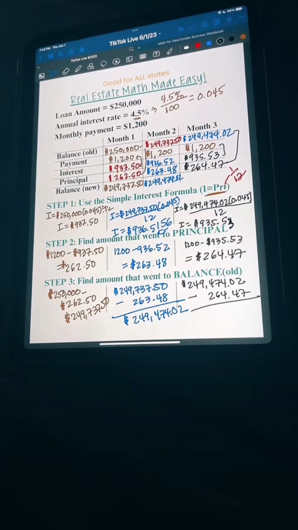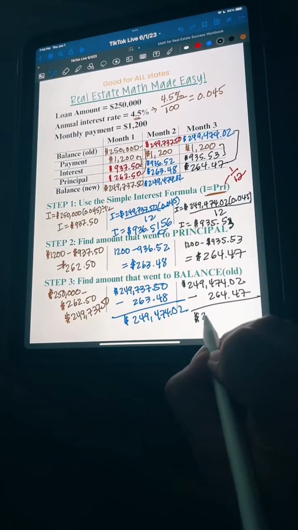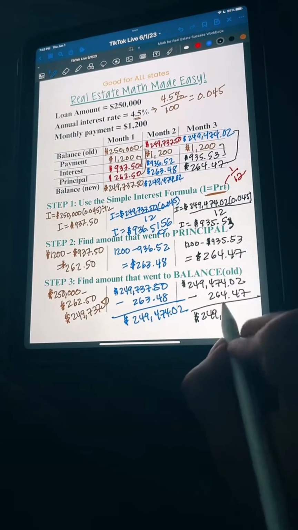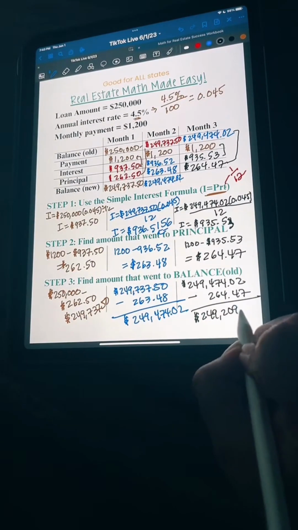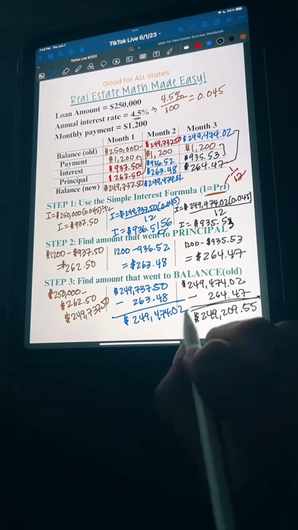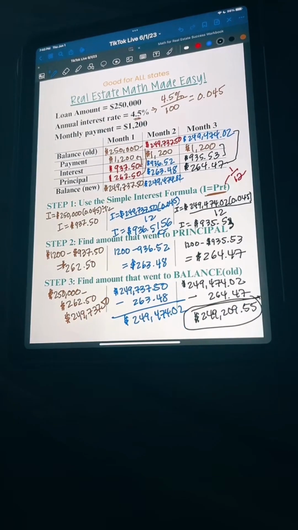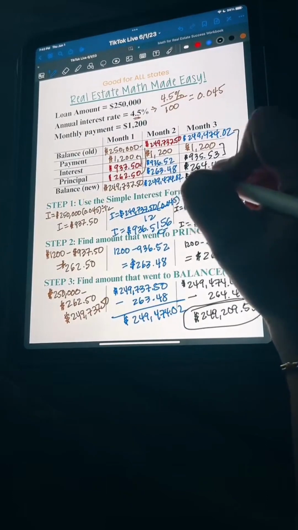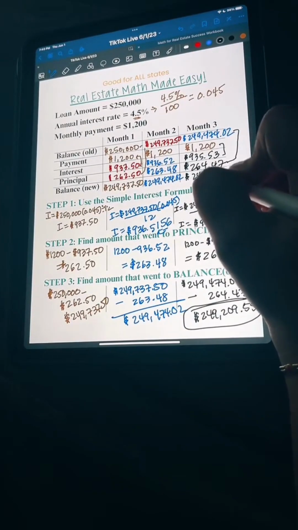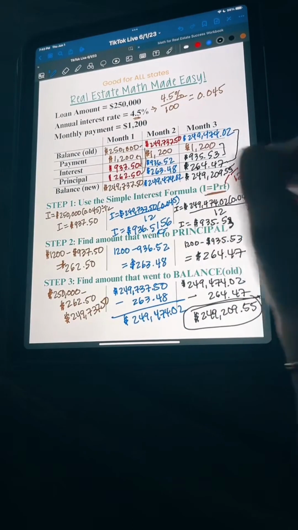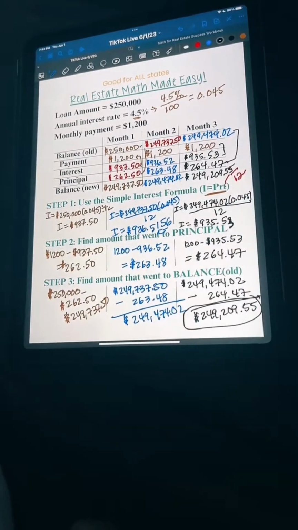So 249,474.02 minus 264.47. And we get a total of $249,209.55. So somewhere around there, that's what it will be. So that will be the new balance for here, $249,209.55. So let's see if we got the answer correct.